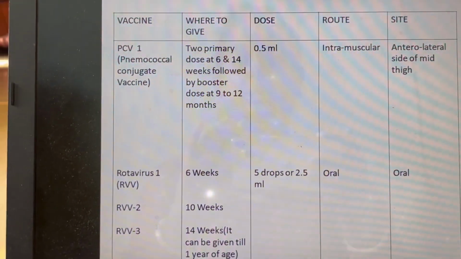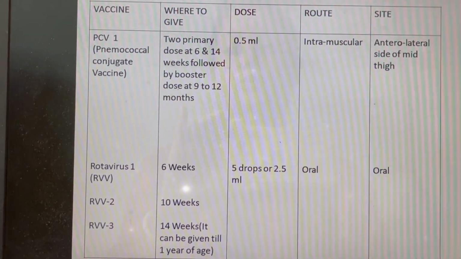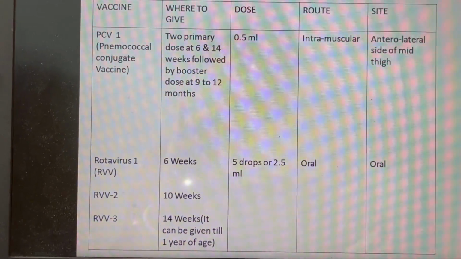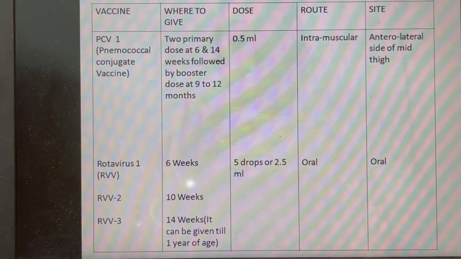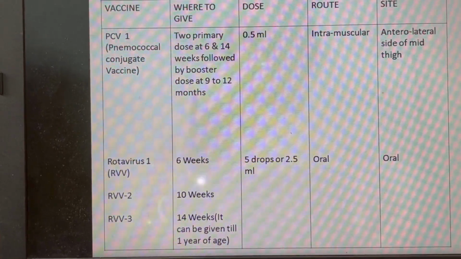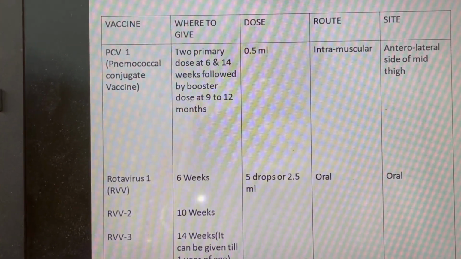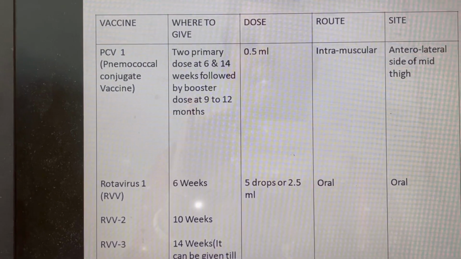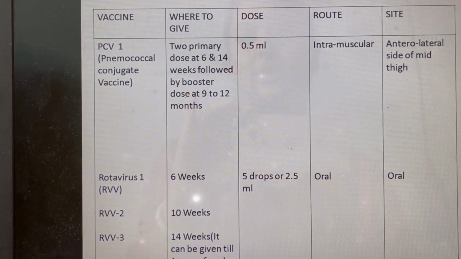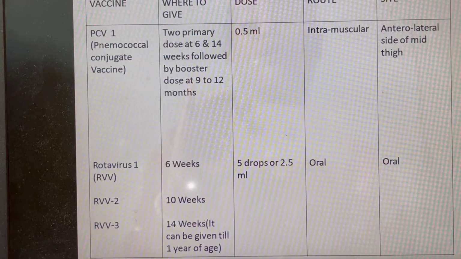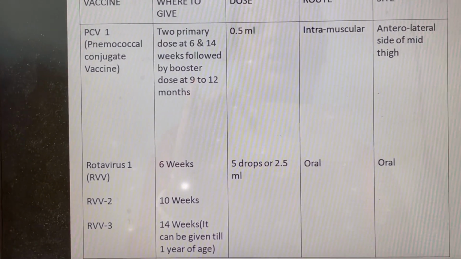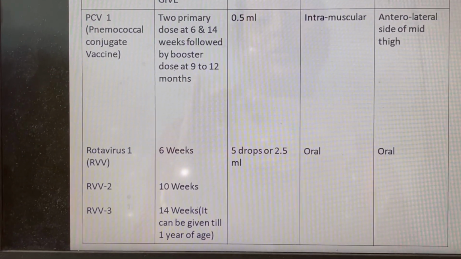Then next is PCV1, that is, pneumococcal conjugate vaccine 1. It is given mainly in 2 primary doses, at 6 and 10 weeks, followed by a booster dose at 9 to 12 months. So what they are saying is that as Penta 1, Penta 2, Penta 3 you are giving at 6, 10 and 14 weeks, but here pneumococcal conjugate vaccine you are giving only at 6 and 14 weeks.